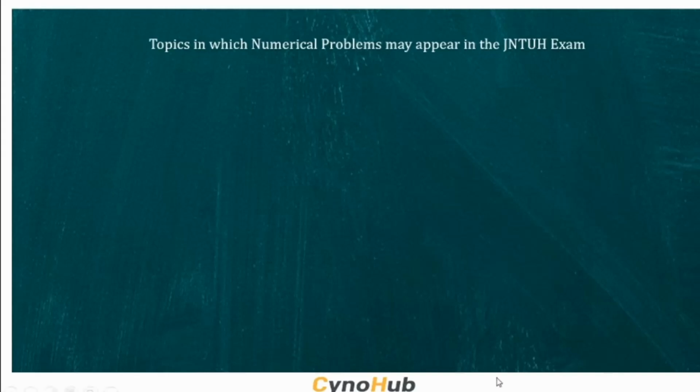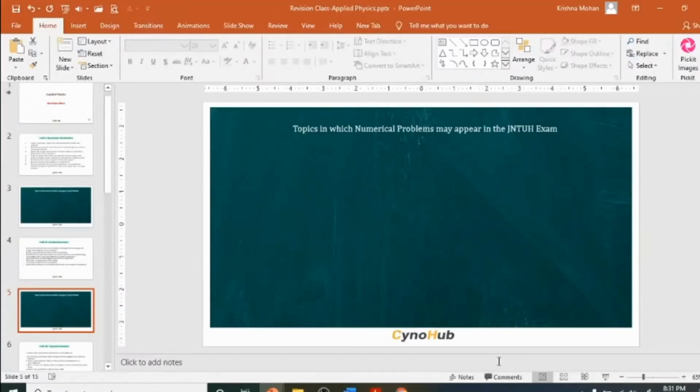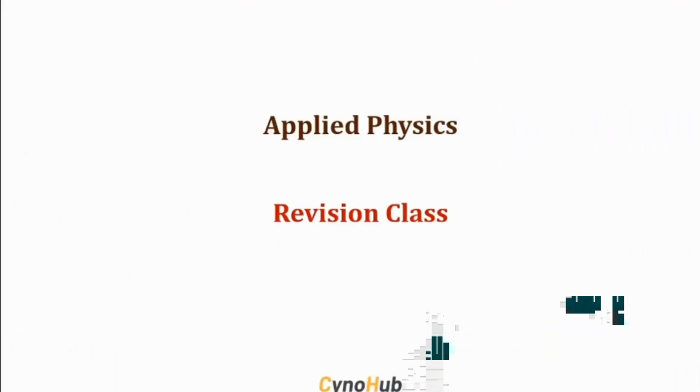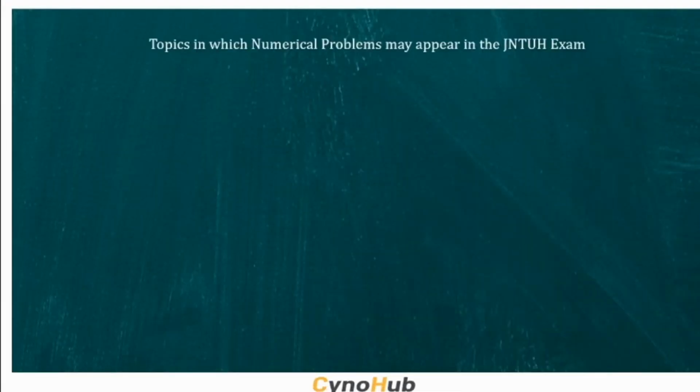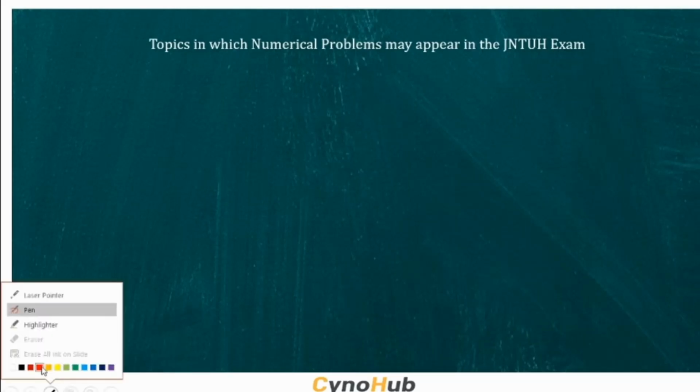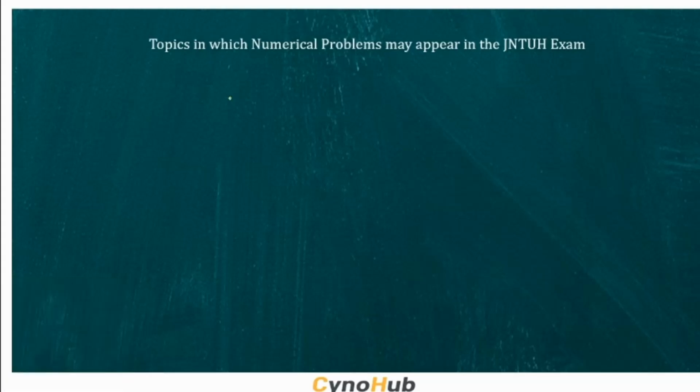Now, I would write the equations here. What are the equations that the numerical questions may come from? The first equation is lambda is equal to h by mv. This is the de Broglie equation. You can even consider it as h by p, where p is momentum. Another equation is lambda is equal to 12.27 by root v, where v is the potential. This is for an electron only. So if you are asked to calculate the de Broglie wavelength, these are the equations.